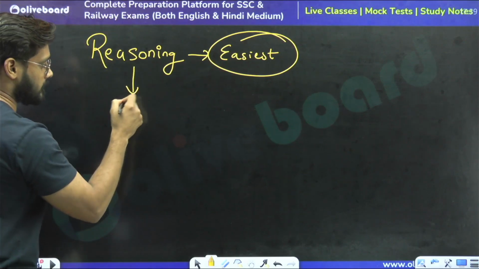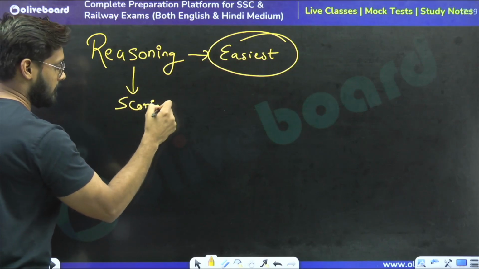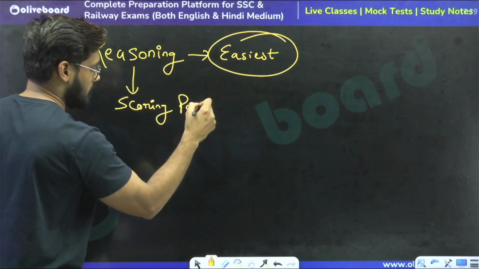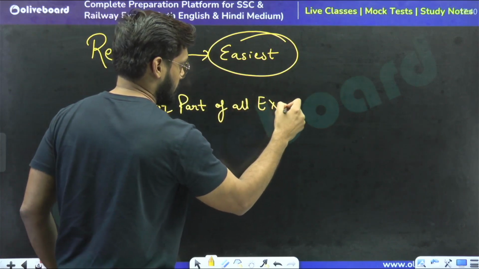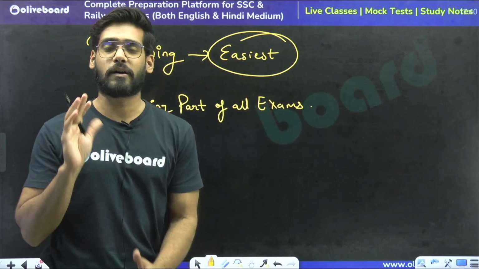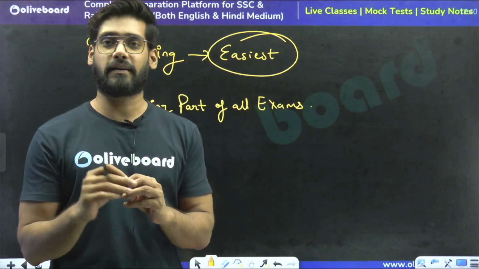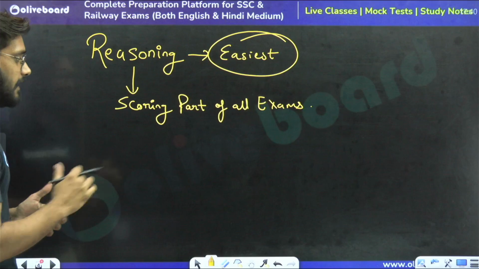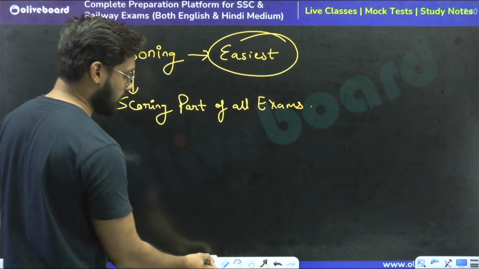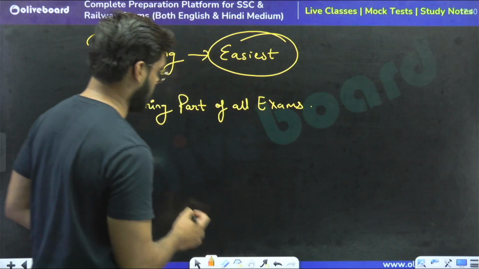Reasoning is the scoring part of all exams. In reasoning, a student can score the maximum marks compared to all the other subjects. And let's understand the pattern. What is the pattern of reasoning?